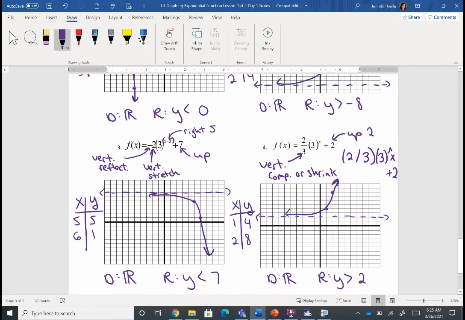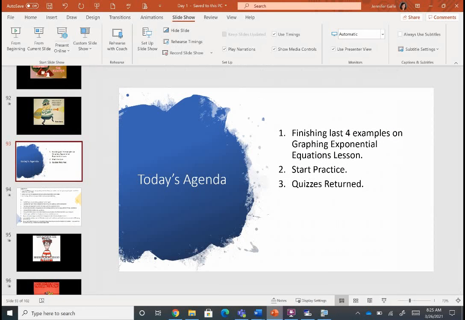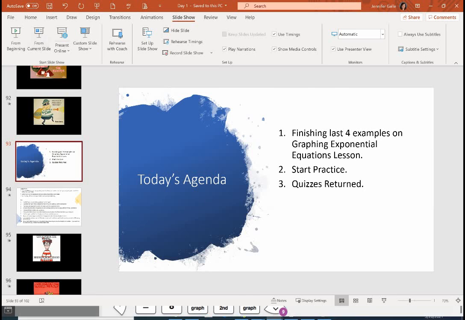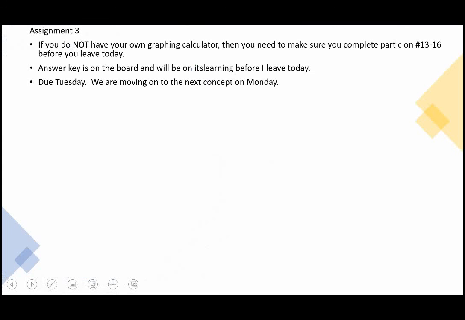Now, speaking of practice, I know not everybody has graphing calculators to take home. All right, so for your assignment, if you do not have a graphing calculator, you need to make sure you complete Part C on 13 through 16 before you leave today. Part C is going to be the table part. The table part is what you need the calculator for. And it shouldn't take you very long because there's only 4 questions there.